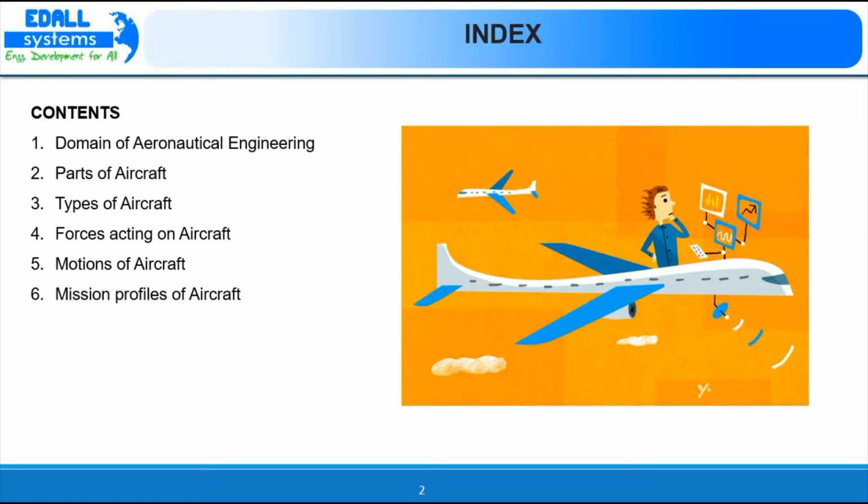Then we will see classification of aircraft. We will see various kinds of aircraft based on different configurations. Then we will see forces acting on aircraft, what all forces act on an aircraft and what the resultant motions of the aircraft are. We will see both of them. At last, we will see different mission profiles of aircraft based on their applications. Different kinds of aircraft will have different kinds of mission profiles, so we will discuss each of them in detail. We'll see all these contents step by step in the following slides.